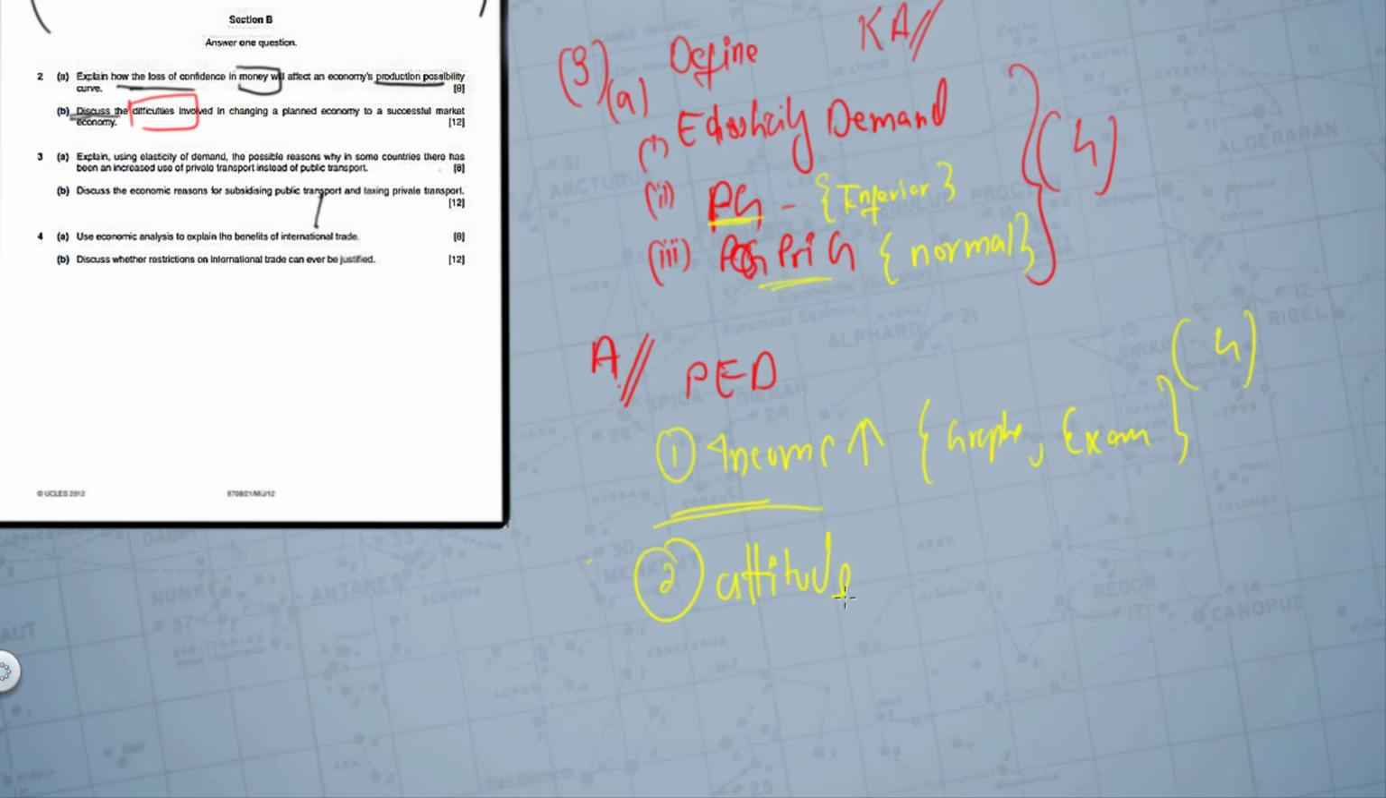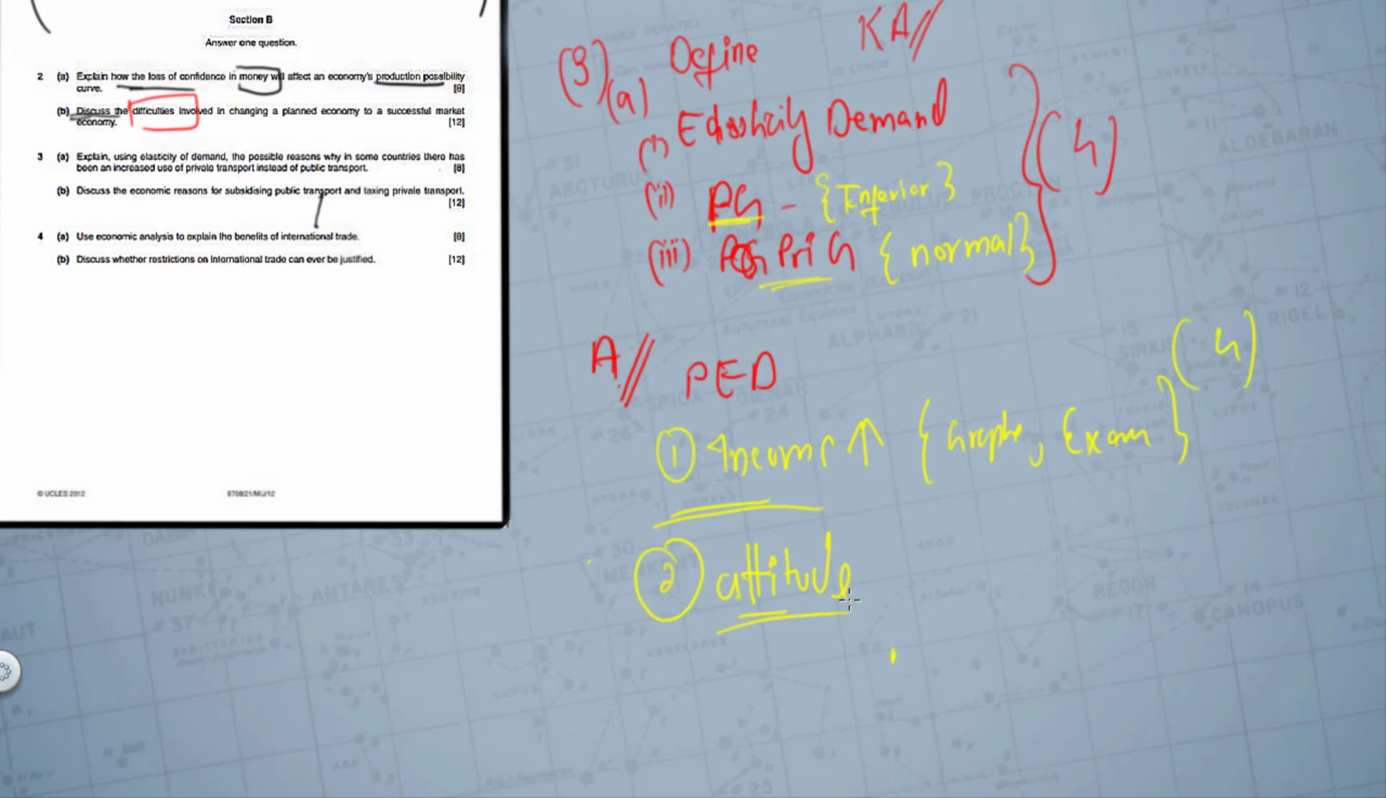For example, towards the goods over here. For example, you might be in a culture where people tend to favor private transportation, or you can be in a culture where people tend to prefer public transportation. Or also you can be in a culture where, as certain changes come in and you get older, you consume more private transportation rather than public transportation. So a change in attitude can definitely have an effect on your PED.